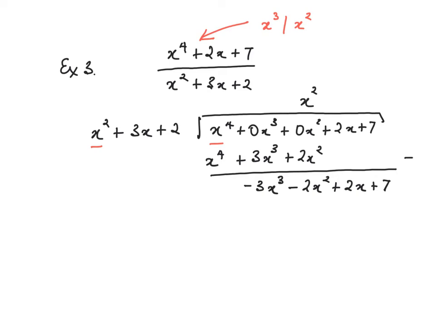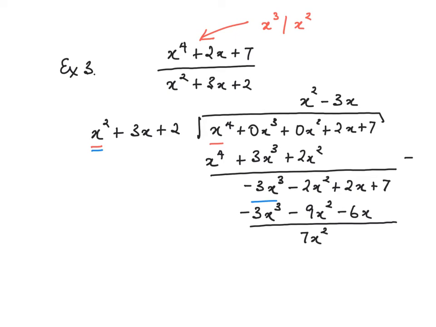What do I multiply this x squared by to get minus 3x cubed? I multiply by minus 3x. So minus 3x times x squared is minus 3x cubed. Minus 3x times 3x is minus 9x squared. And then minus 3x times 2 is minus 6x. Subtract. Minus 2 minus minus 9 gives us 7x squared. 2x minus minus 6 is 8x.